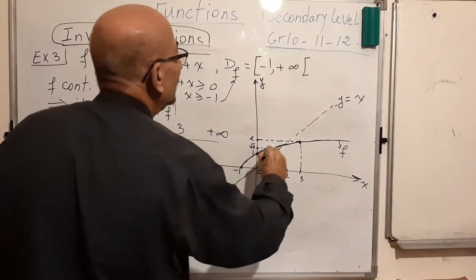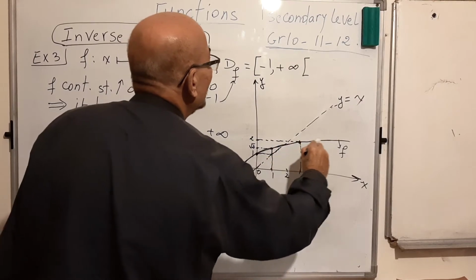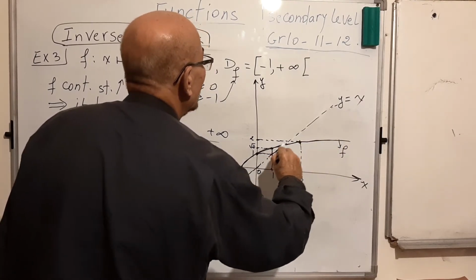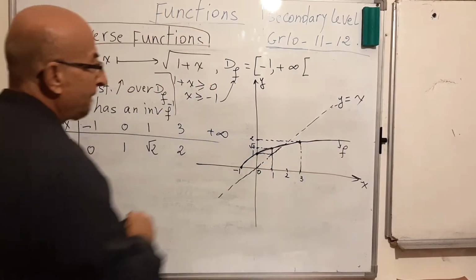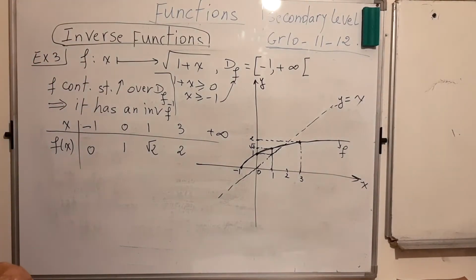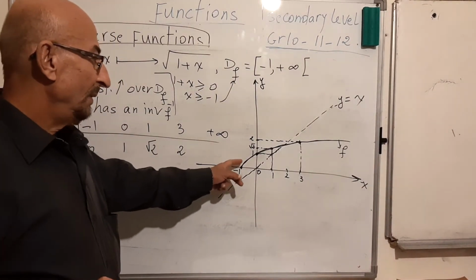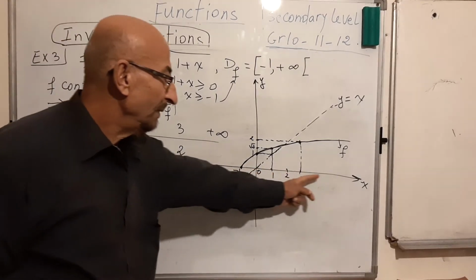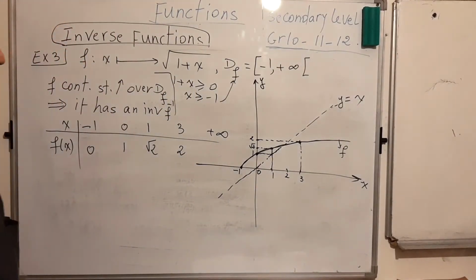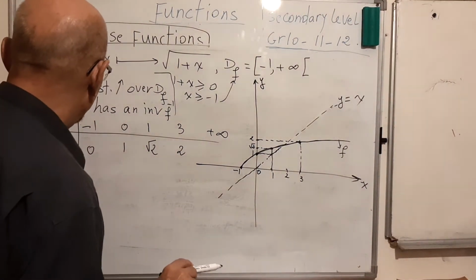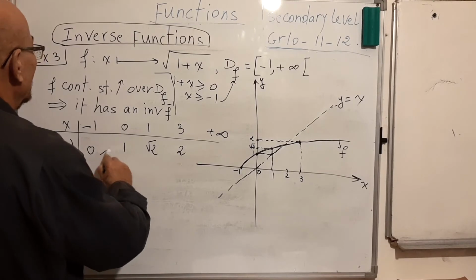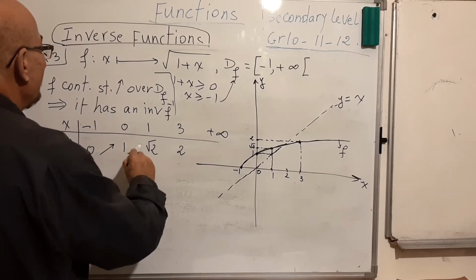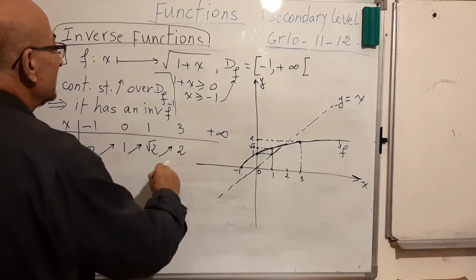So we can draw the curve C of the function f, the graph of f in the interval [-1, plus infinity). Now we must find f minus 1.